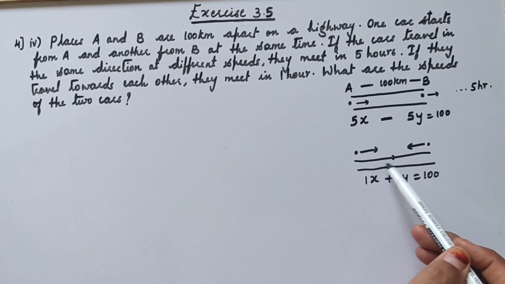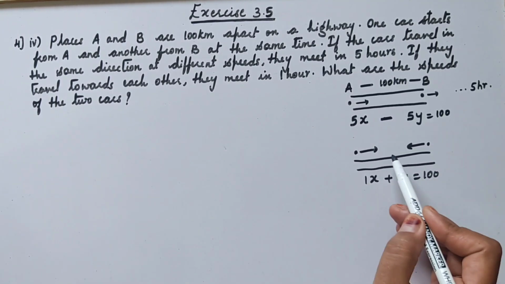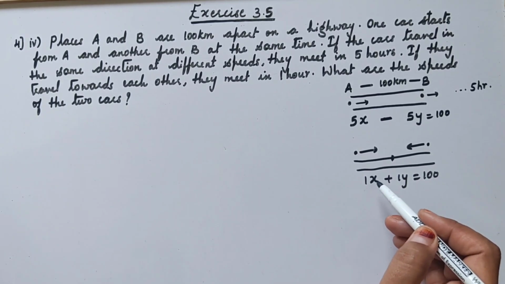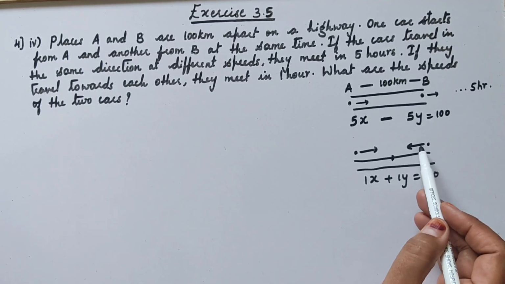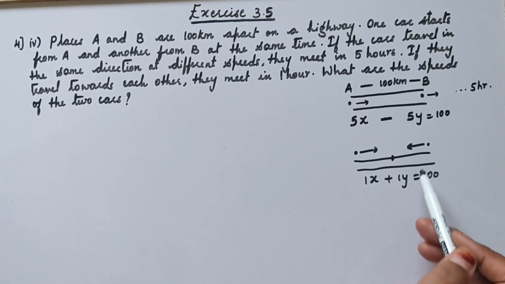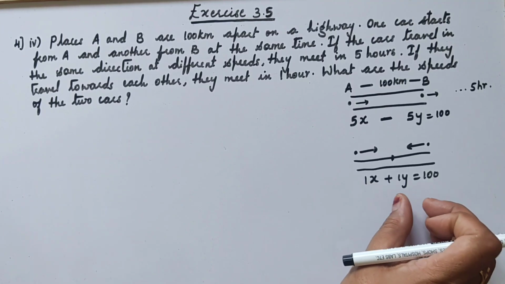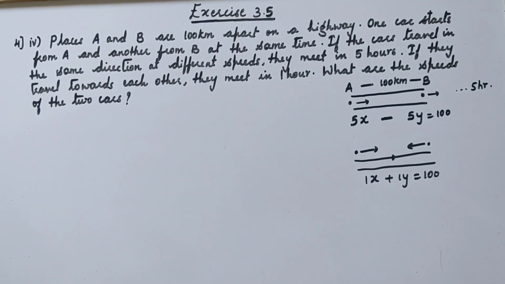Now, when the cars travel towards each other, they meet in 1 hour. So the distance traveled by the first car is x kilometers, and the distance traveled by the second car is y kilometers. Therefore, the equation becomes x plus y equal to 100. I hope this is clear to you all.